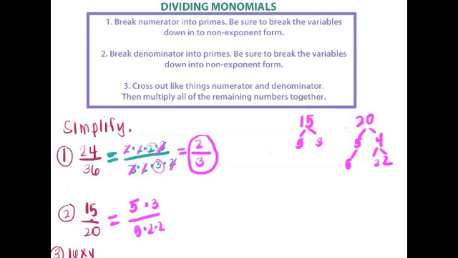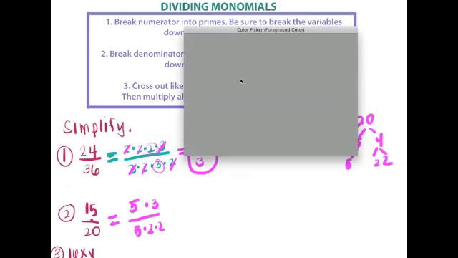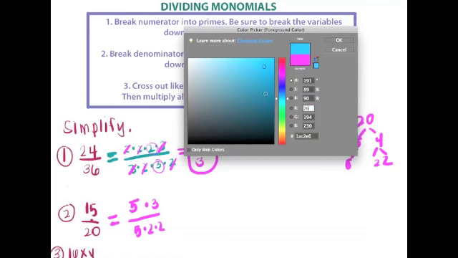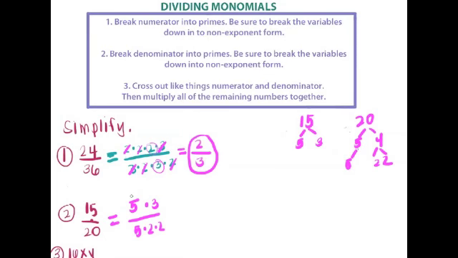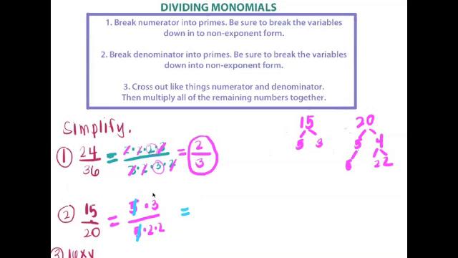Let's cross some stuff out. I'm going to change the color so we can see what we're doing. Okay, changing it back to that teal color. I have a 5 on the top, and I also have one on the bottom. I have a 3 on top, but no 3's on the bottom. And obviously there are no 2's on the top, so that's what I have left over. I'm just going to multiply what I have left over. On the top I just have a 3, so I rewrite it.